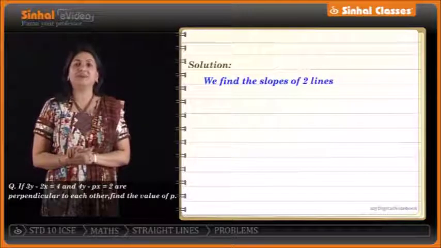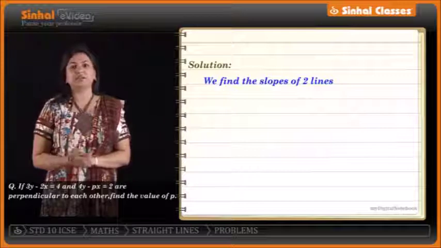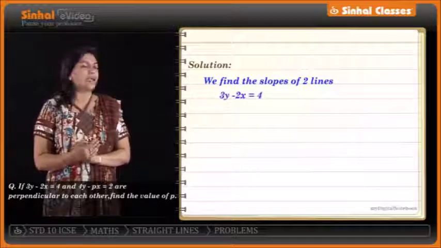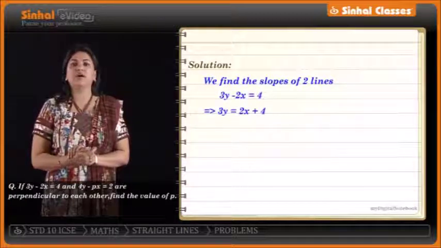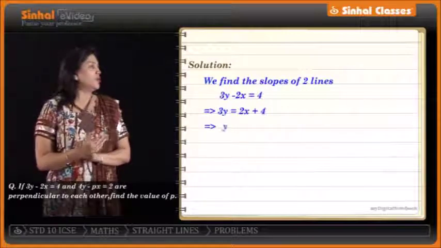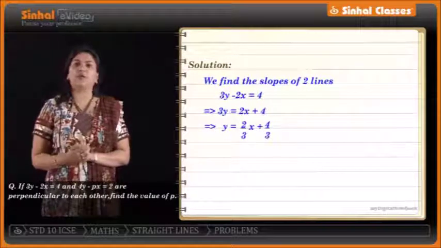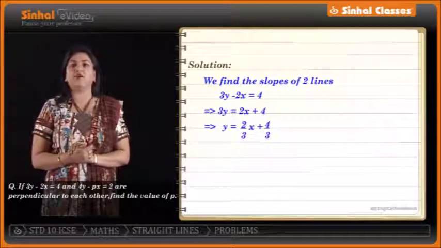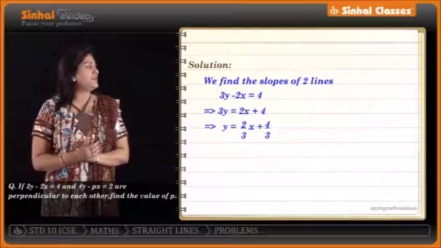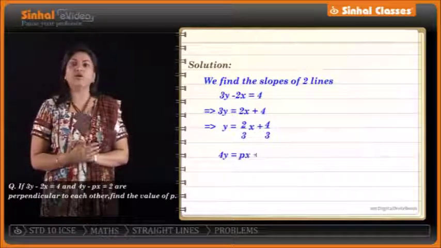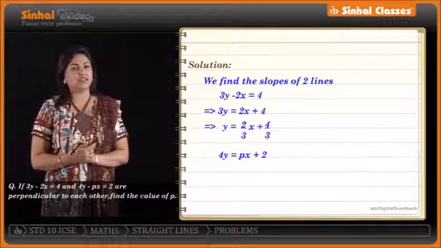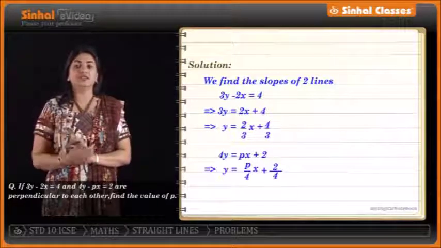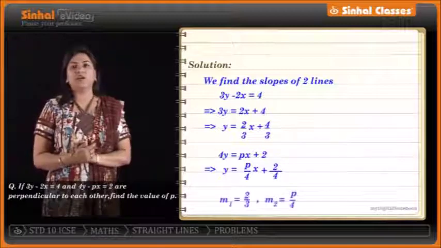To do that, we compare this with y is equal to mx plus c. So we write the first equation as 3y is equal to 2x plus 4. That is, y is equal to 2 upon 3 x plus 4 upon 3. Now, we take the equation of the second line. We again write this in the form y is equal to mx plus c. We have 4y is equal to px plus 2. That is, y is equal to p upon 4 x plus 2 upon 4. So, the slope of the second line is p upon 4.